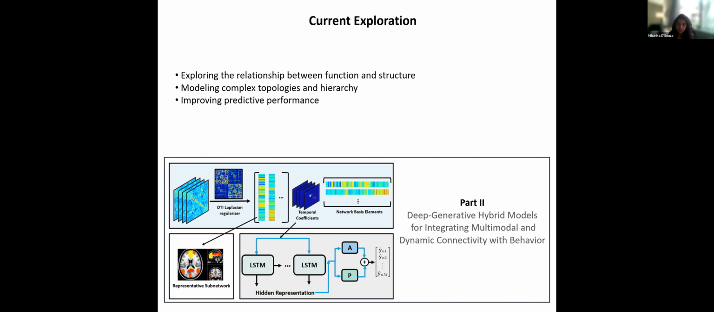At the same time, we would like to address some of the limitations of this formulation. For example, the graph-based regularization may not paint the full picture of the interplay between function and structure. We are interested in capturing complex topologies within brain connectivity better. An example of this topology could be the hierarchy of organization. And at the same time, we would also like to work on improving predictive performance. We explore some of these ideas via end-to-end geometric deep learning models that are the central focus for the rest of the talk.